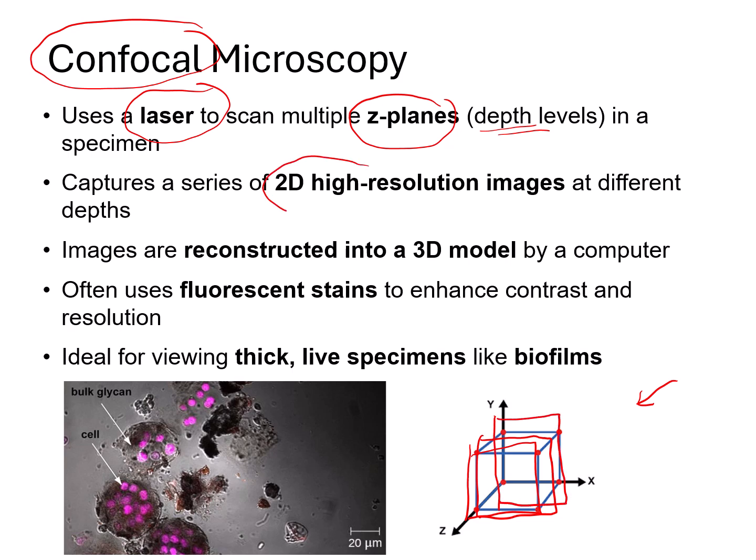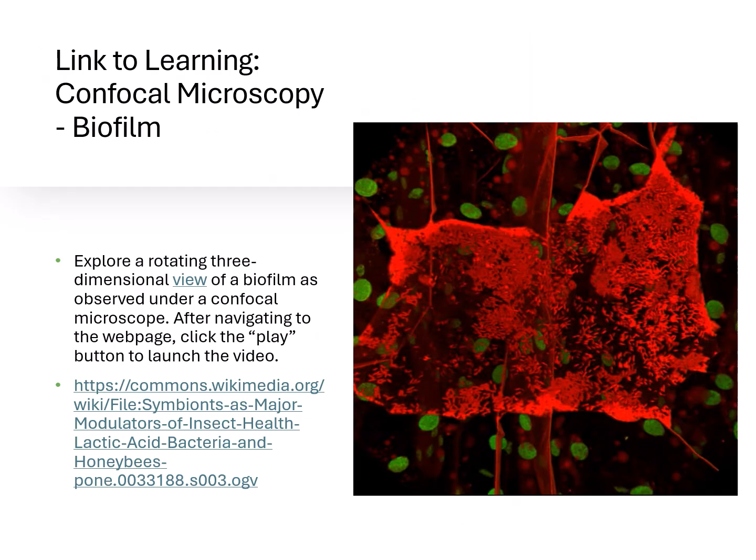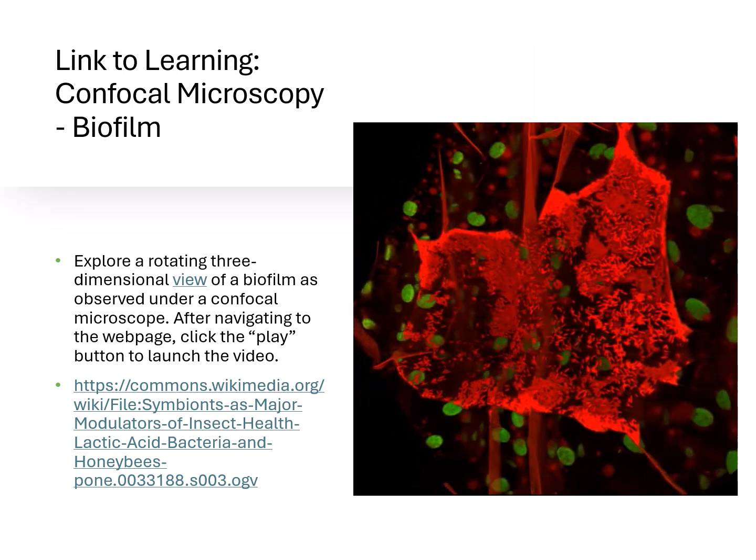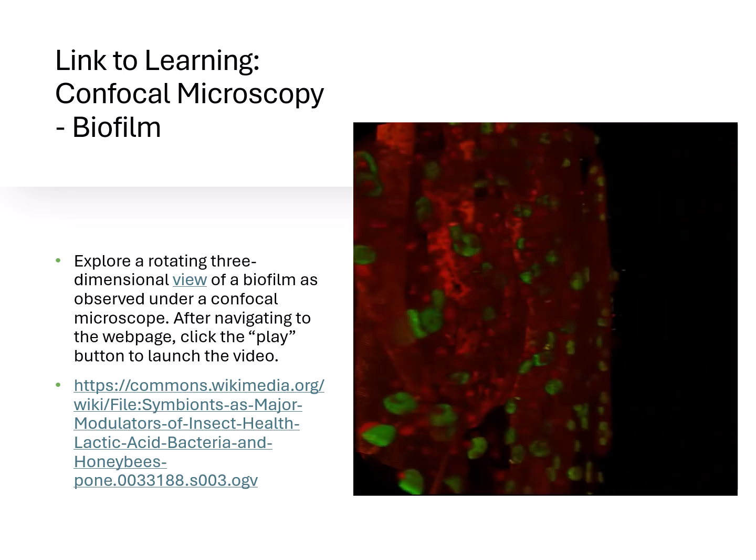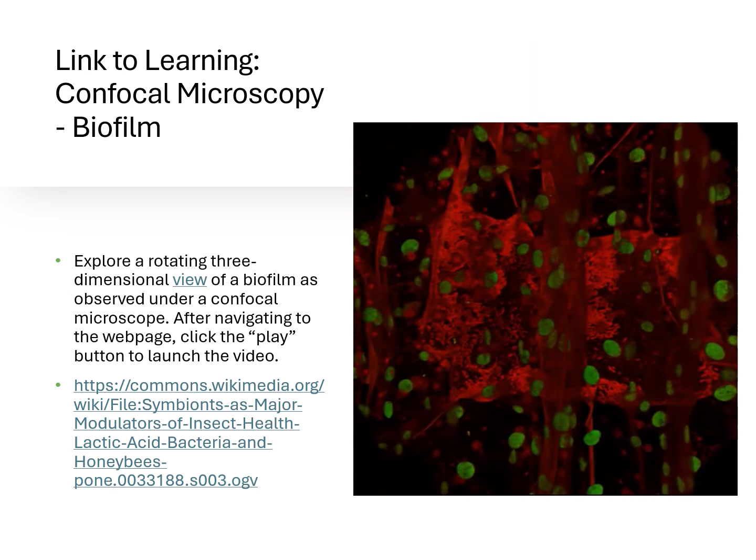So what I get are several or many two-dimensional high-resolution images that are going to be reconstructed into a three-dimensional model by a computer. So this is great for observing things that are thick while alive as well. So we can look at things like biofilms. In some cases, you might use confocal microscopy in combination with fluorescent chromophores to enhance the contrast and resolution. And our book provides a link that allows you to see an image generated through confocal microscopy. And you can see this three-dimensional image here.